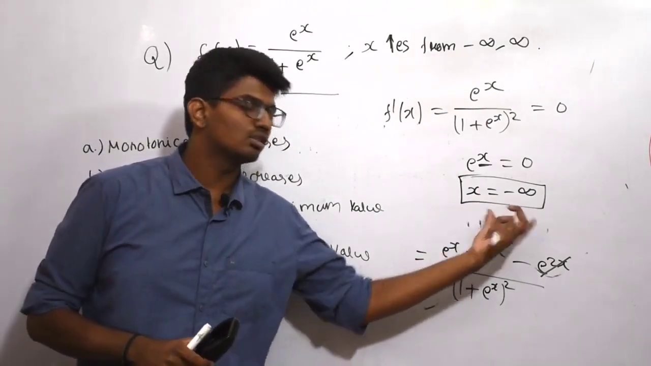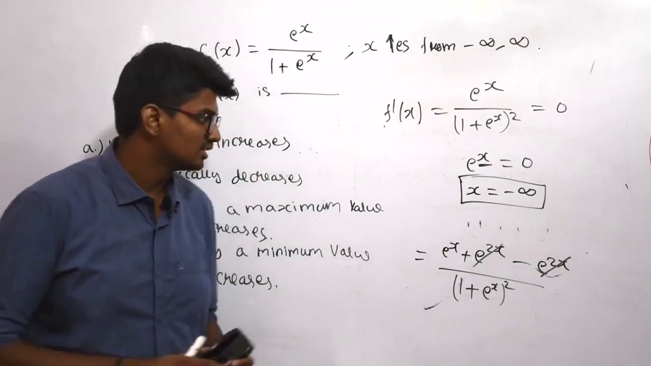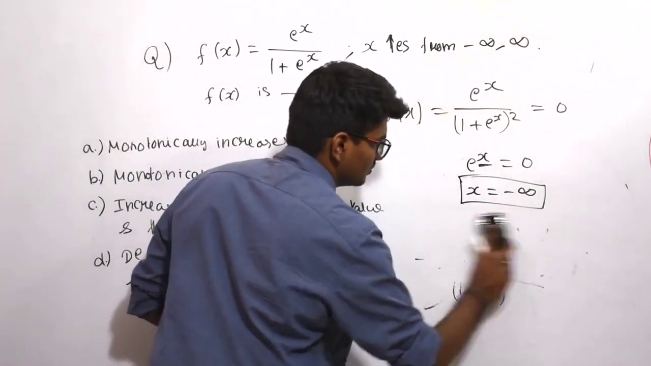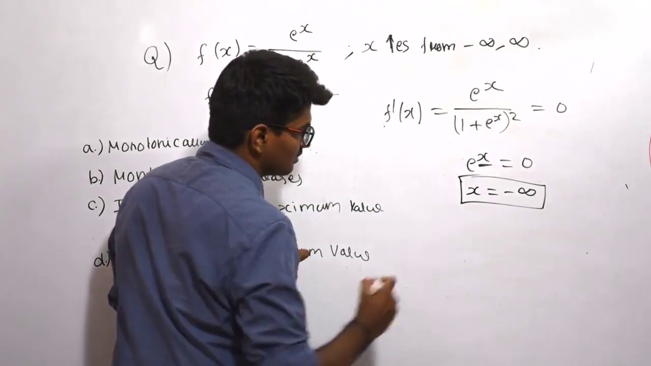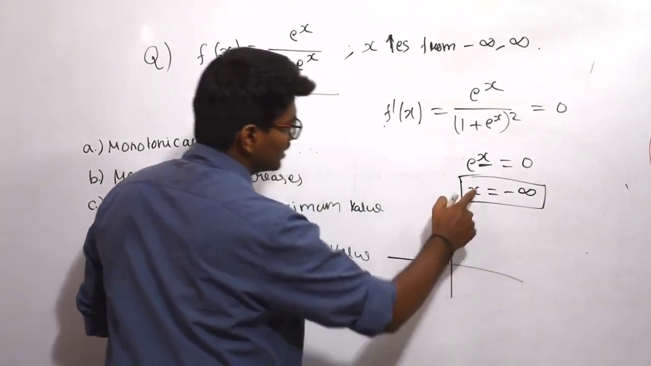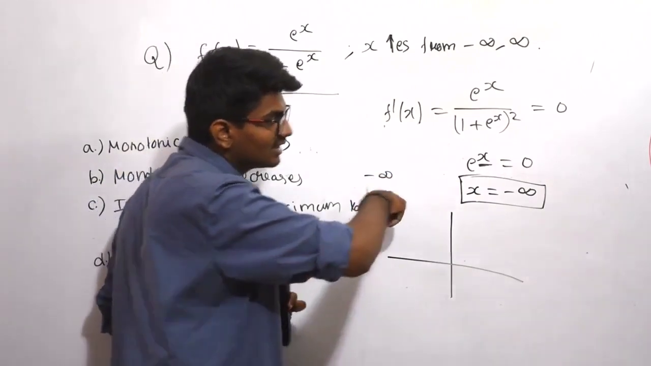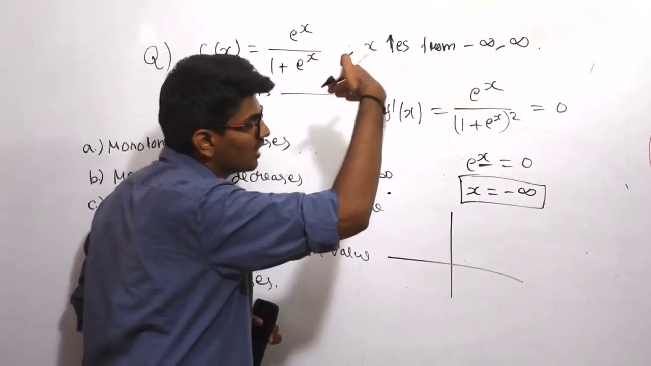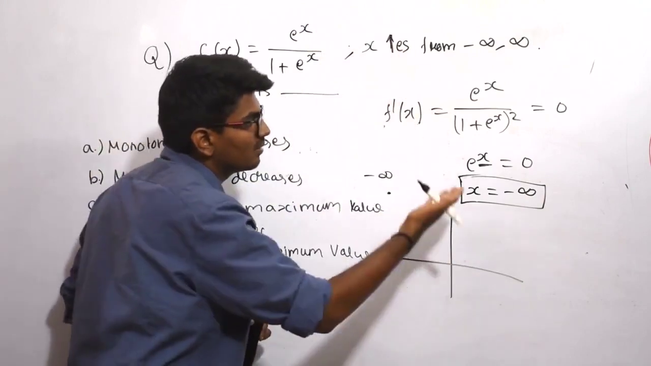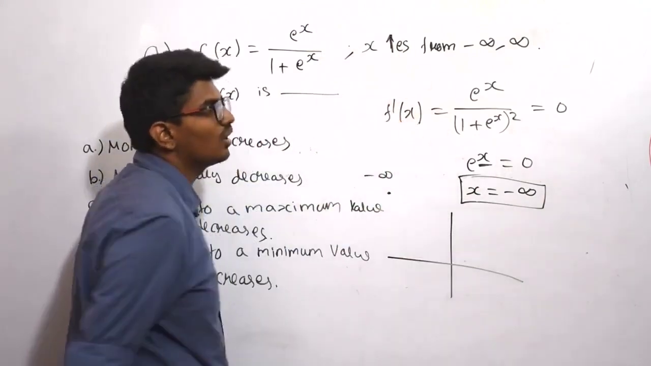That critical point is x equal to minus infinity, right? That is clear. So which means if there is a curve, then the critical point is at minus infinity. So after this critical point, f dash of x is not going to become 0 again.